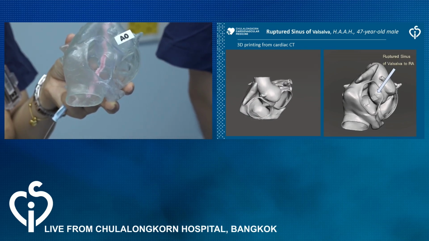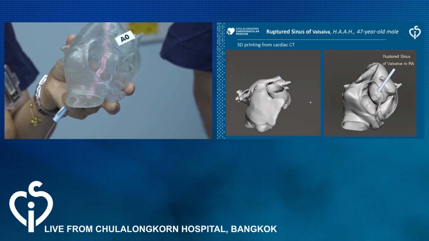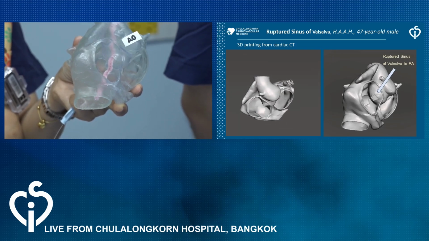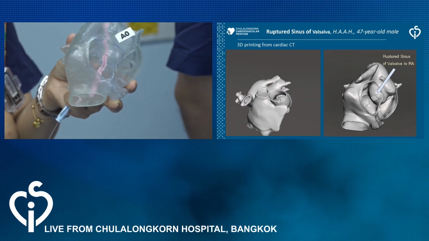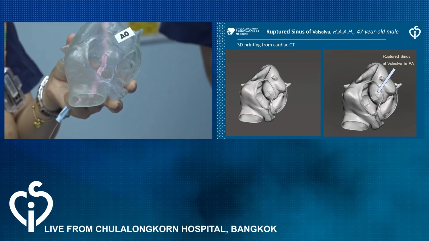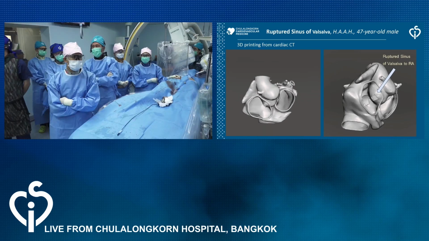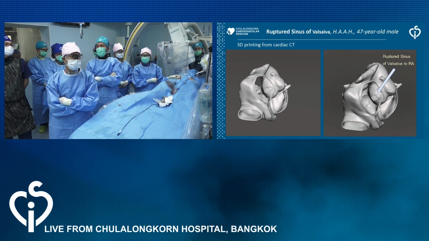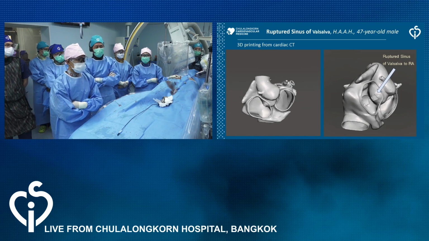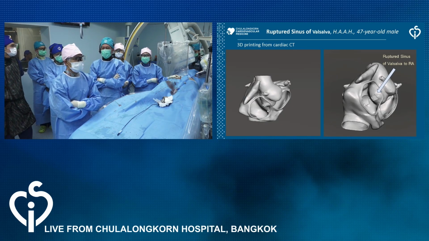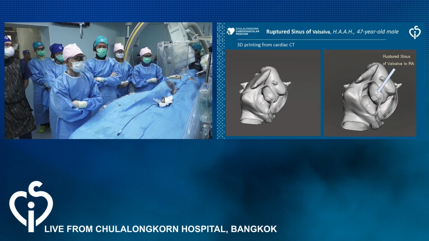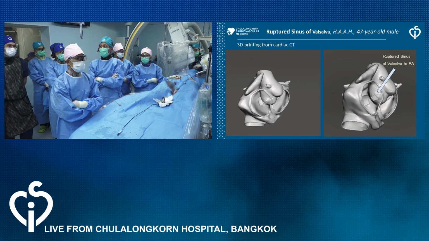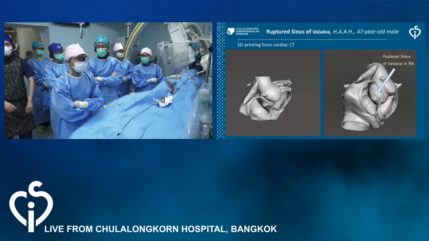Okay, so we'll address some of those points from Nick. You are correct, the LV function is very poor. We treated the patient with guideline-directed medical treatment, and we worked up the LV dysfunction, and we cannot find any cause. The coronary angiogram is normal, and the MRI cannot show us the cause of LV dysfunction. But I think the LV dysfunction may be myocardial disease plus the ruptured sinus of Valsalva.